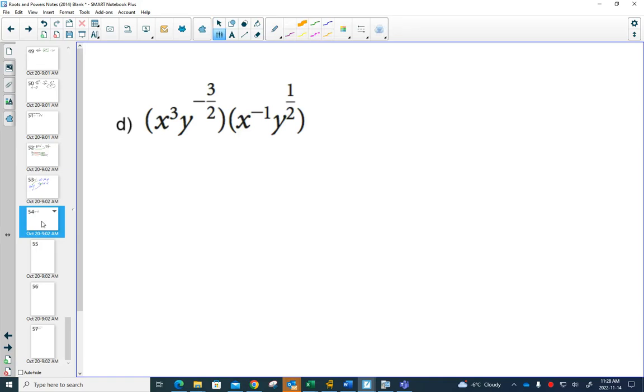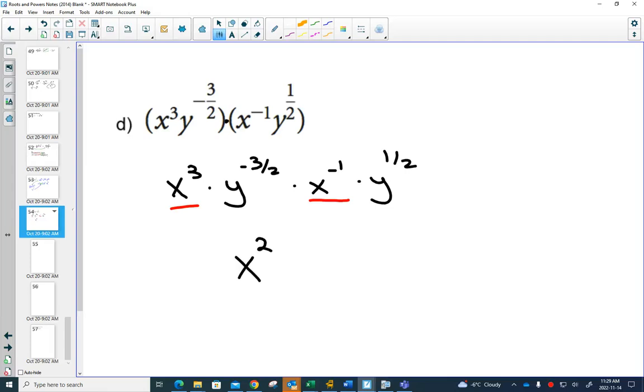So we have to be able to recognize what laws are present. This is just multiplying, so this technically is the same as this. We just have 4 things multiplied together. What is our rule for multiplying? Well, if you're multiplying and you have the same base, you can add the exponents. Can you see that these two have the same base? If you added the exponents, you would get x squared.